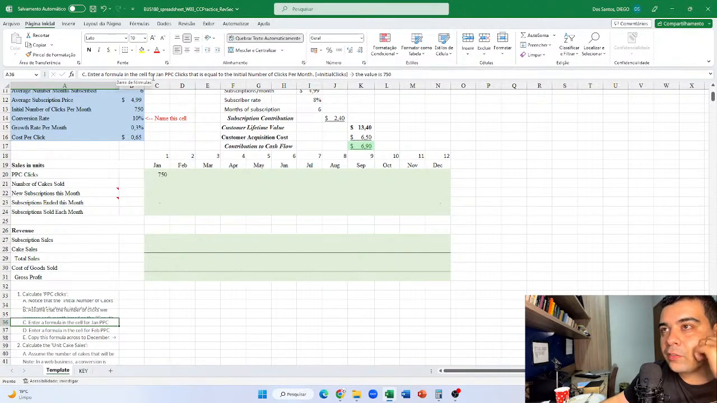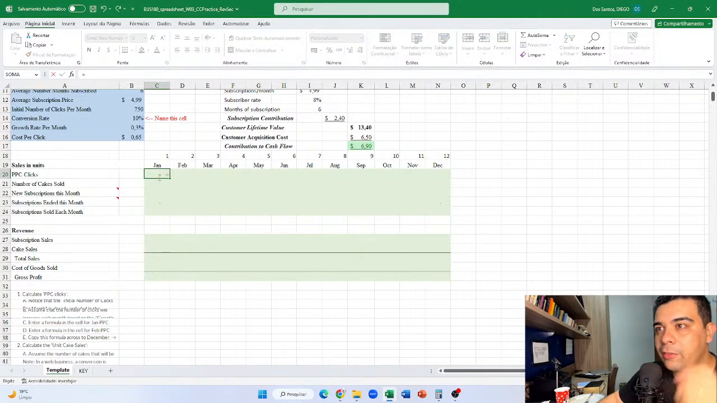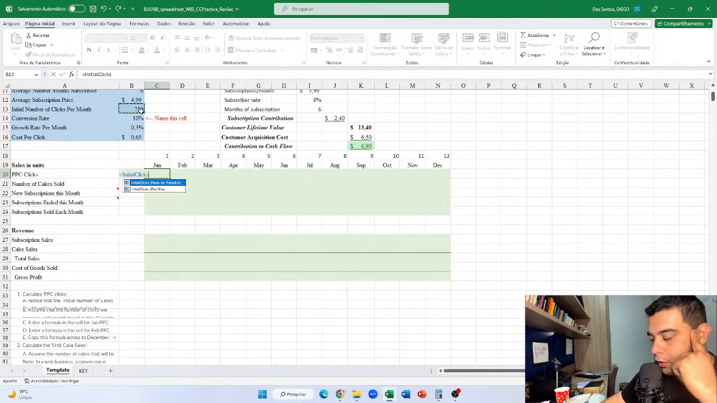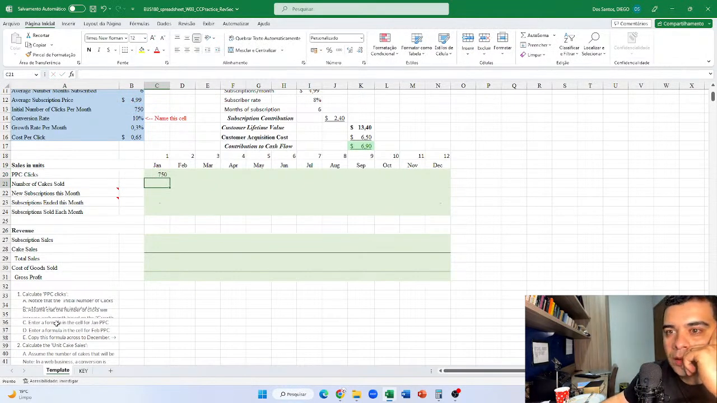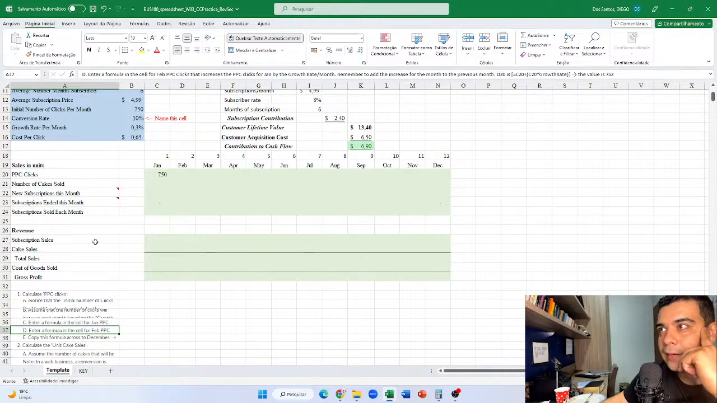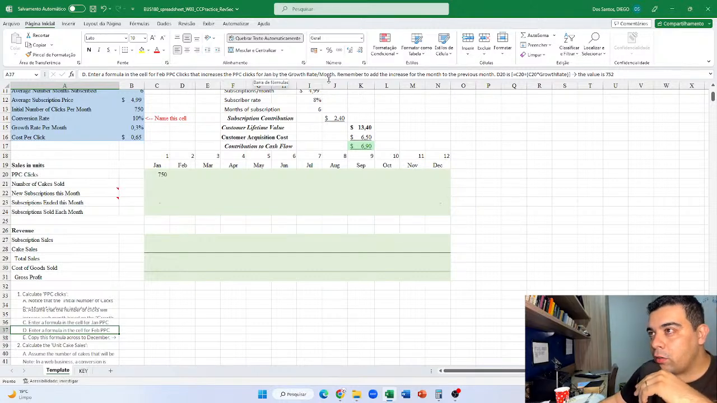Enter a formula in the cell of January, PPC, that equals the initial number of clicks of month. Ok, por isso tá dando errado. A primeira aqui eu tenho que pôr a fórmula. Beleza? Fórmula. Ótimo. Vamos lá. Letra D. Enter a formula in the cell February. Clicks increase the PPC clicks for number by growth rate by month. Remember to add the increase for month for the month to the variables month D20.